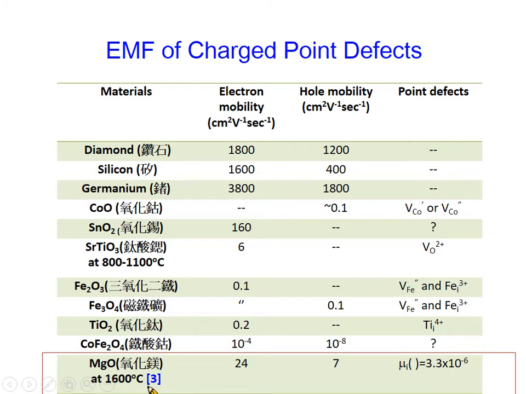So we can say that magnesium oxide at room temperature is a very good insulator. But when we go to 1600 degrees C, this magnesium oxide can use the magnesium ions as the diffusion species, so it can contribute some conductivity. Therefore, at 1600, we can say that this magnesium oxide is a semiconductive material, or we can say it's an ionic conductive material.